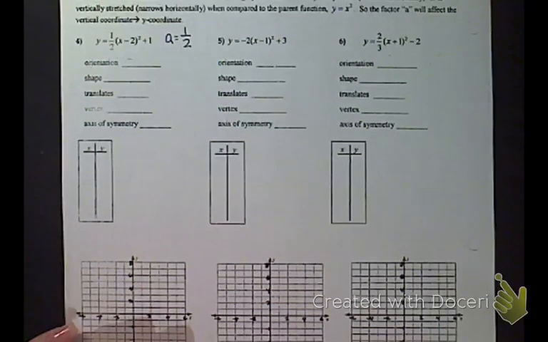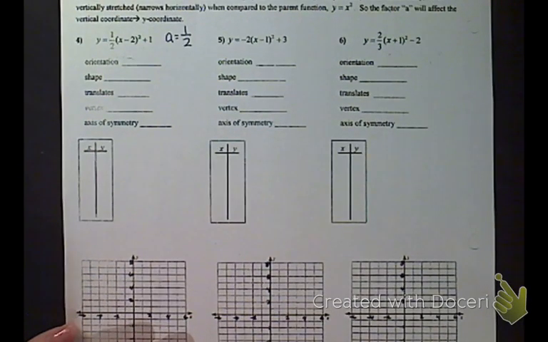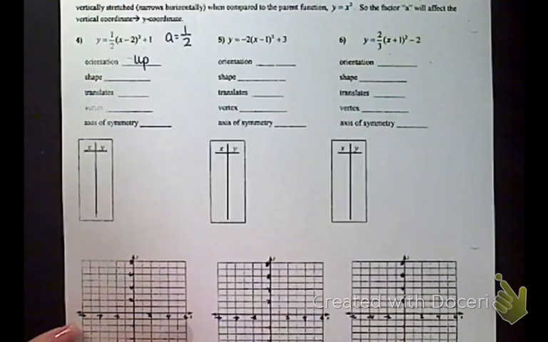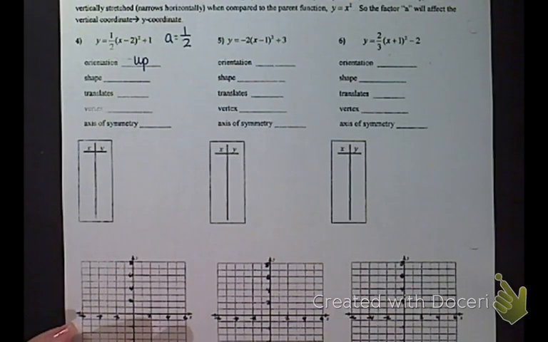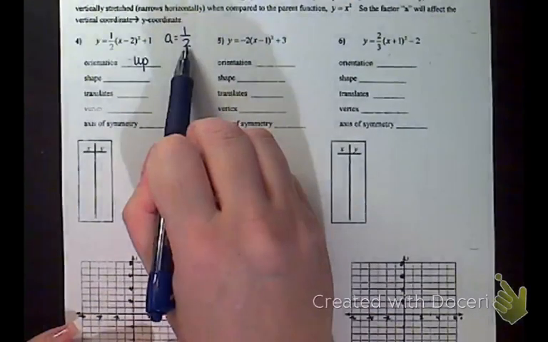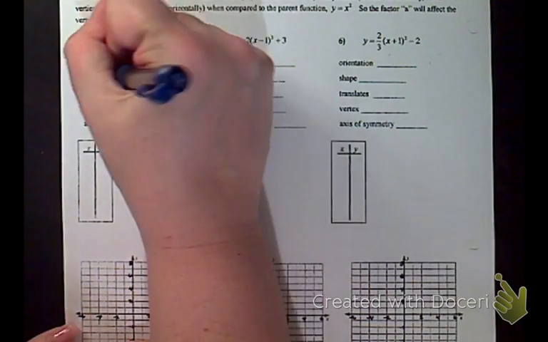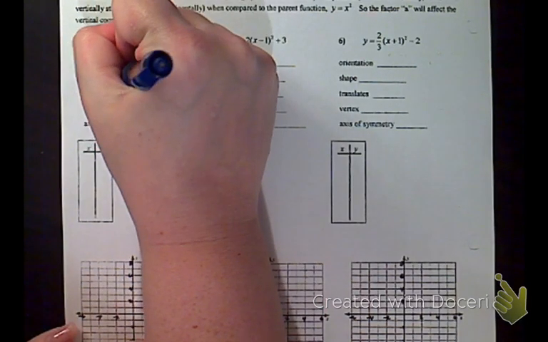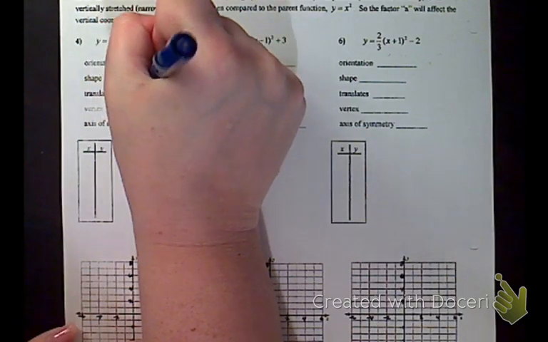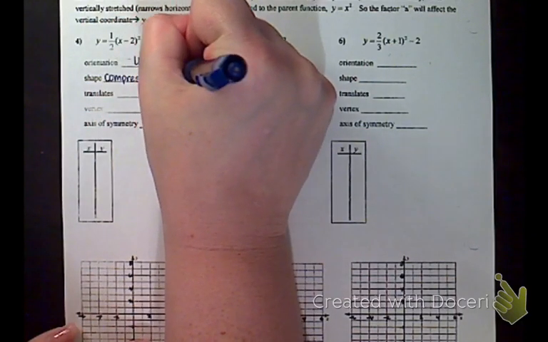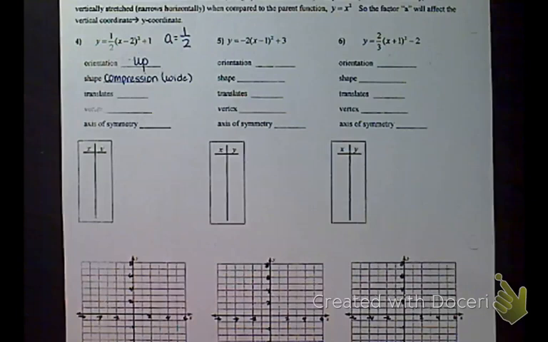So A is 1/2. Now, because A is positive, my orientation is up, right? It faces up, it's positive. Now my shape, when A is between 0 and 1, we have a compression, which means your graph should be wide.